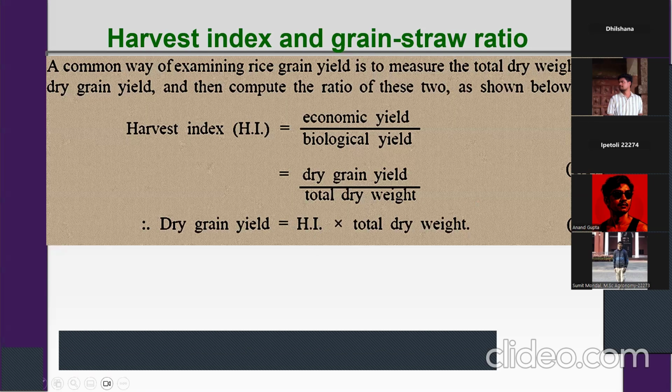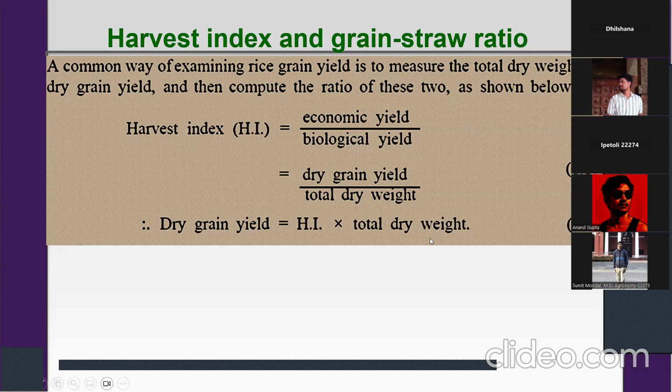A higher total dry weight may not always reflect in higher grain yield, because if the harvest index is poor, then despite higher total dry weight, the farmer may get lesser grain yield. Therefore, harvest index is very, very important. These days, harvest index is going up to 50%. On an average, 45 to 50% harvest index is there. If it is 50%, then the grain to straw ratio will also be 1:1.